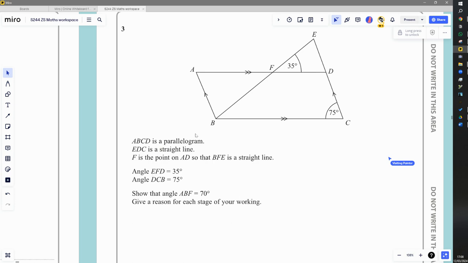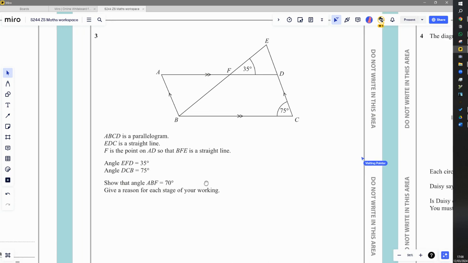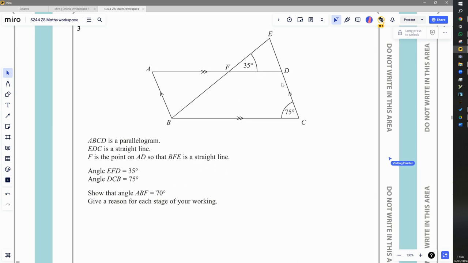Angle EFD is 35 degrees. Angle DCB is 75 degrees. Show that angle ABF is 70 degrees. So this is probably going to be angles in parallel lines. And what we've got as well is two sets of parallel lines.